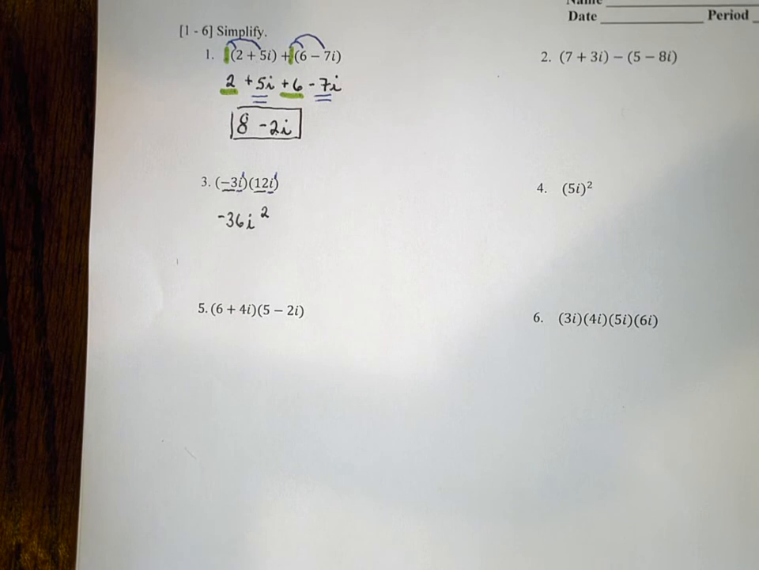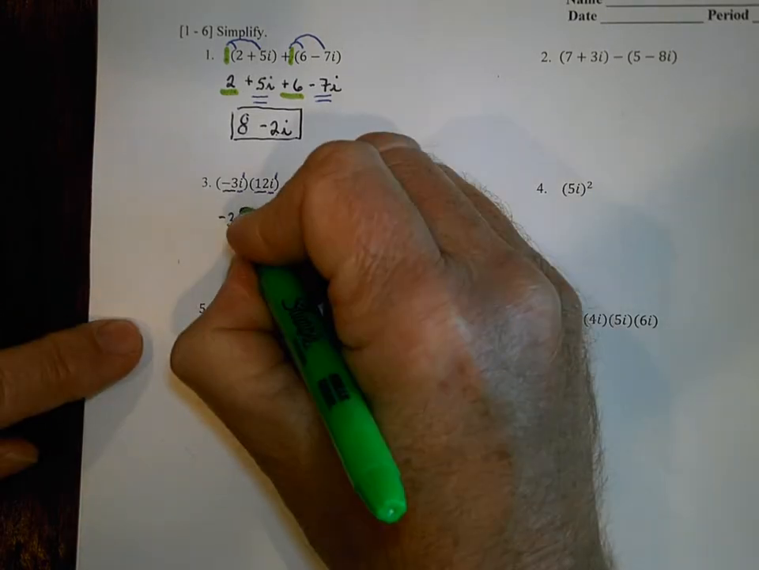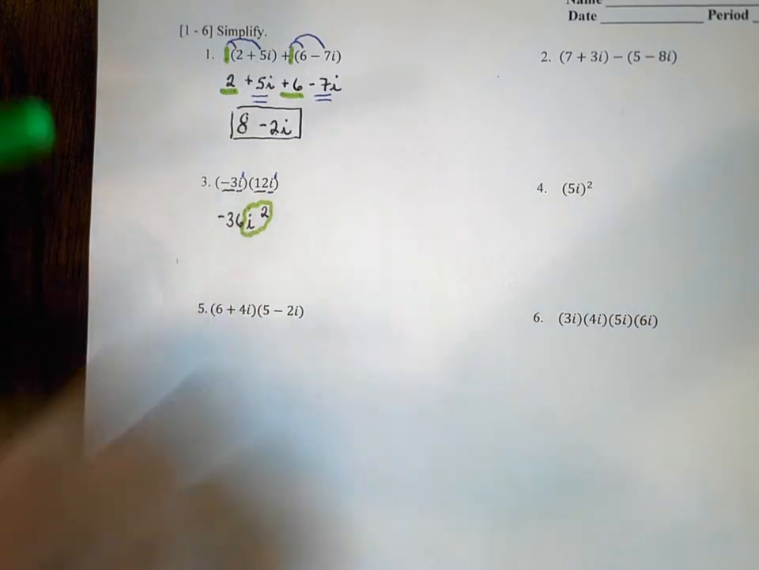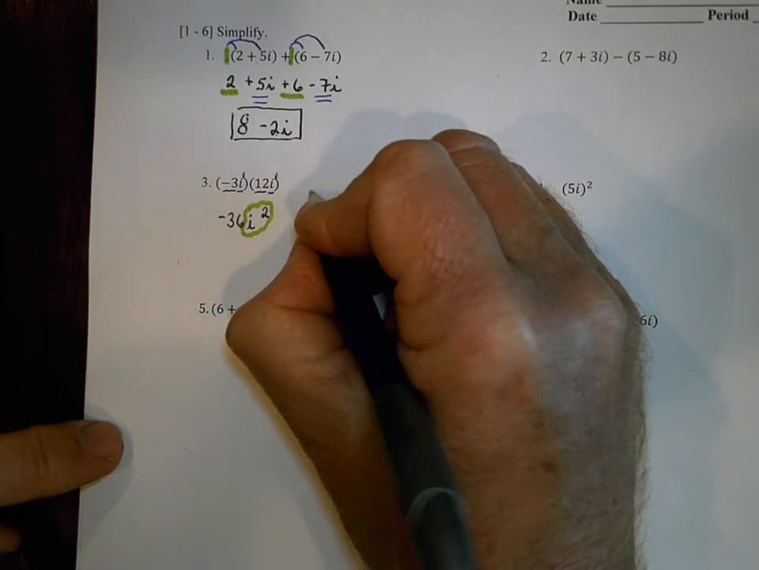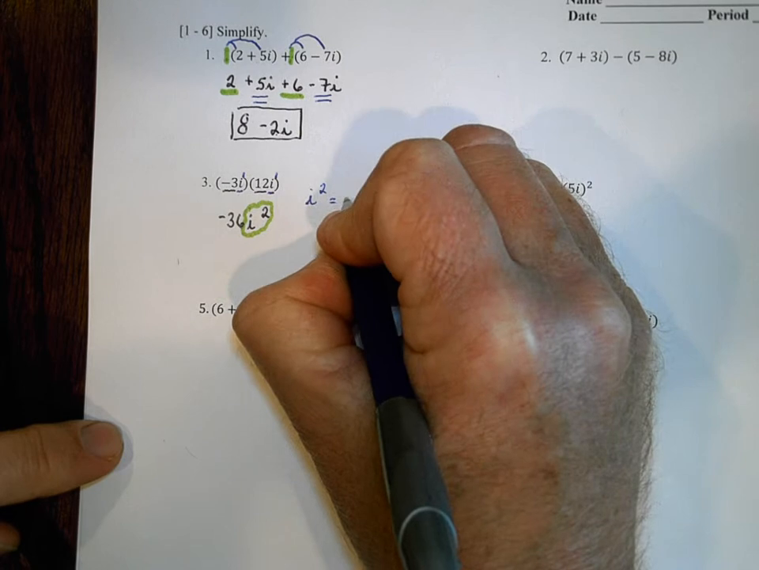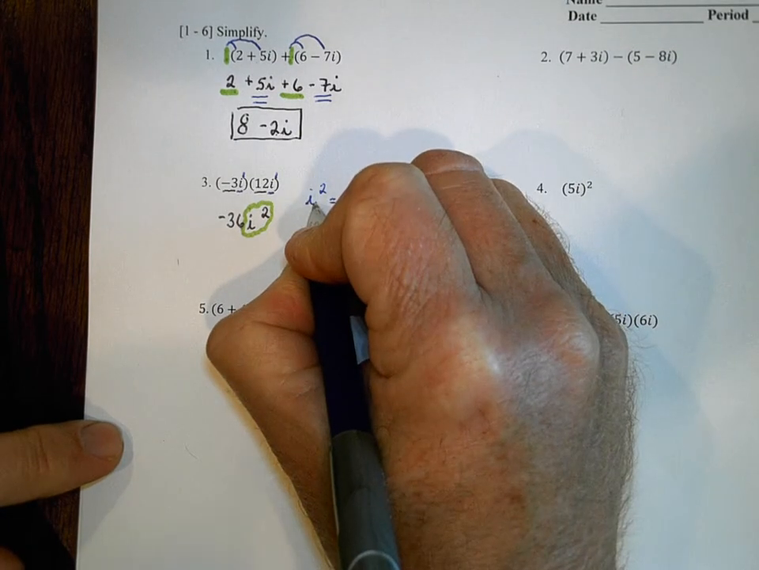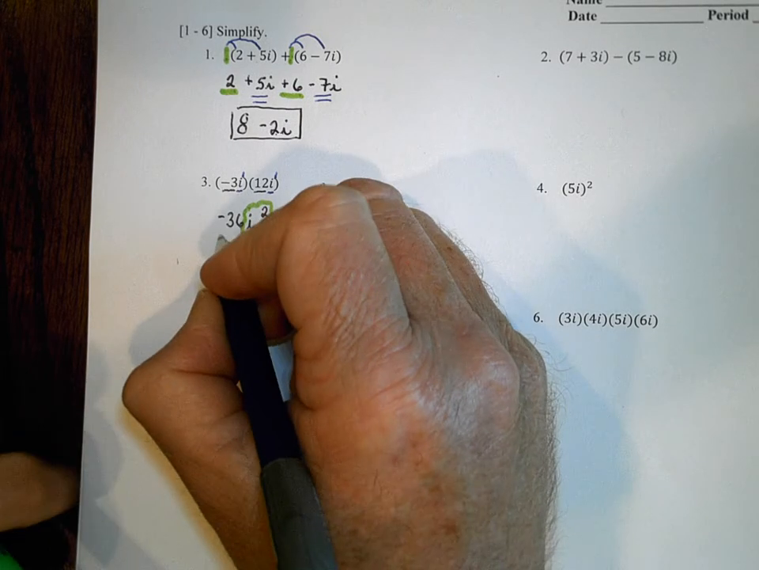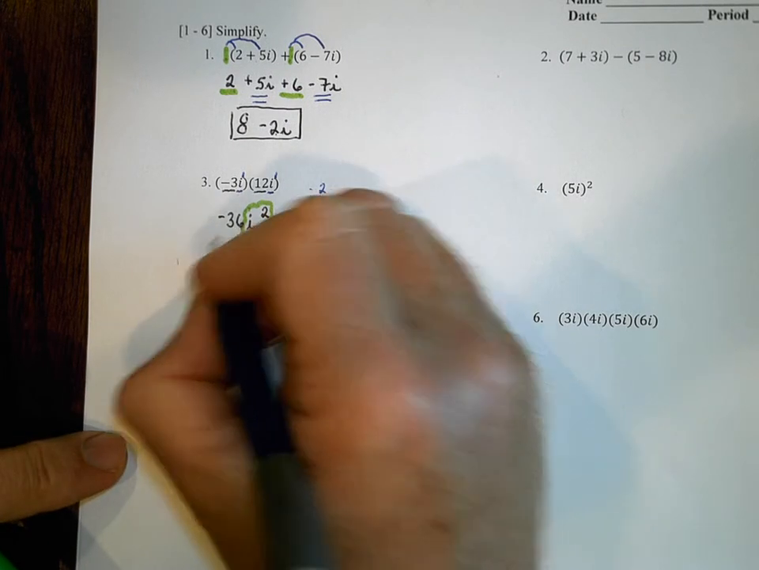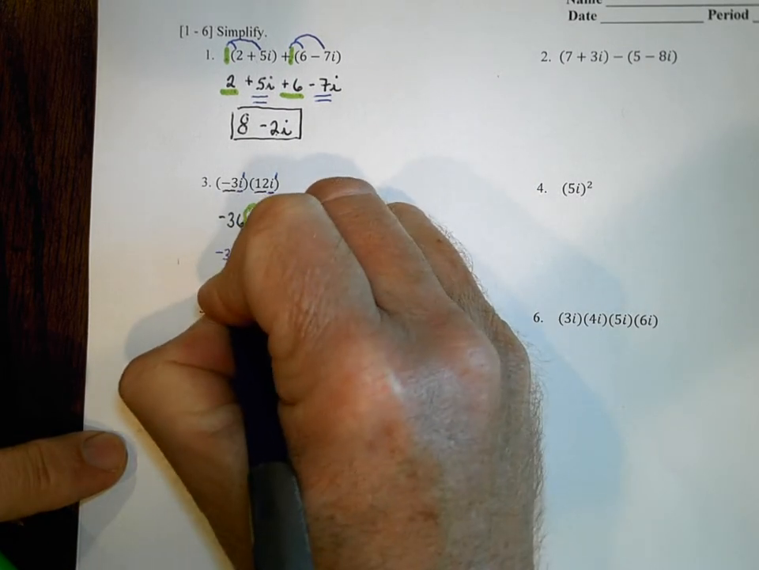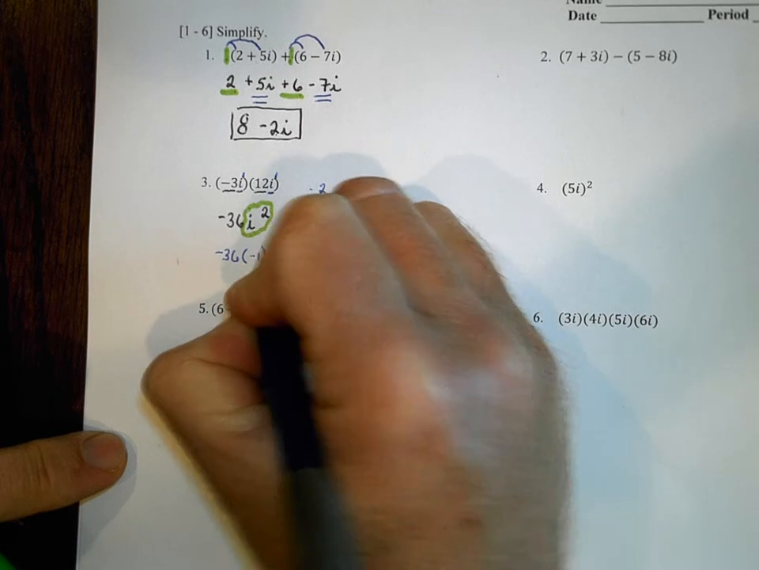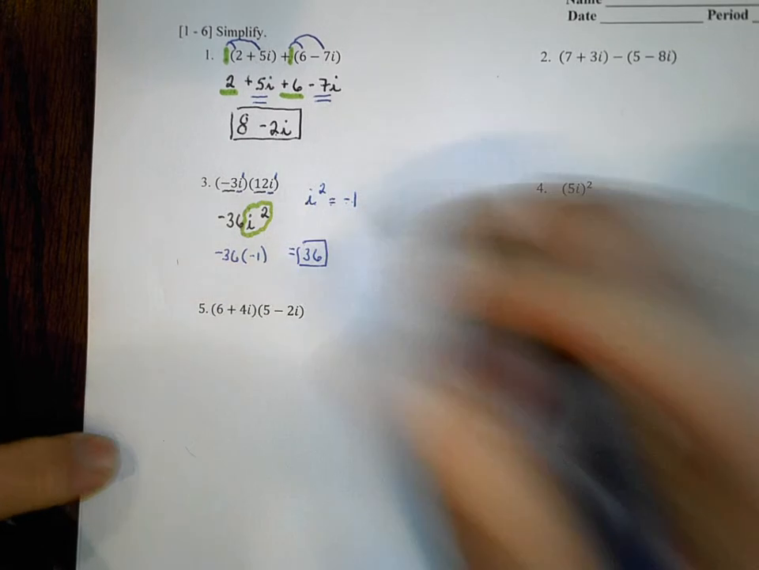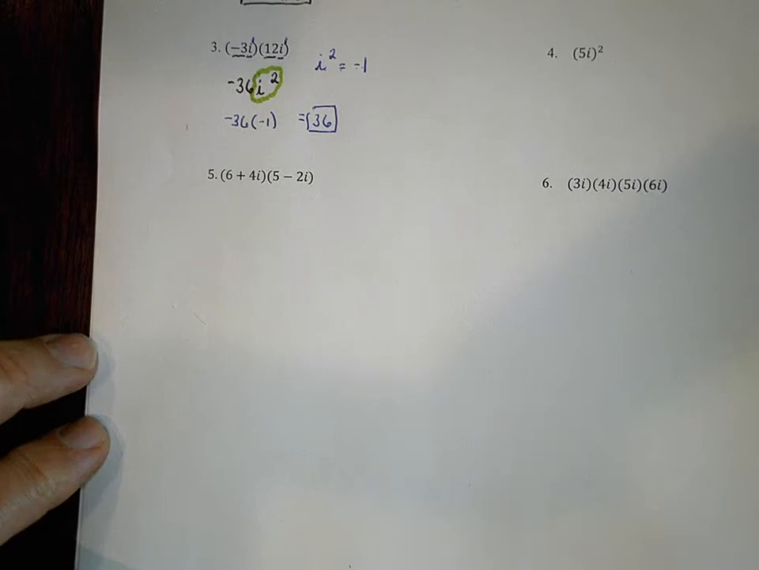Okay, now remember, whenever you have an i to the second power in an expression, you have to replace i to the second power with negative 1. That's the rule. So the imaginary number i to the second power is always equal to negative 1. So this problem means negative 36 times i squared, which turns into negative 36 times negative 1. So number 3 is equal to positive 36. Okay, moving on to the last one, number 5.